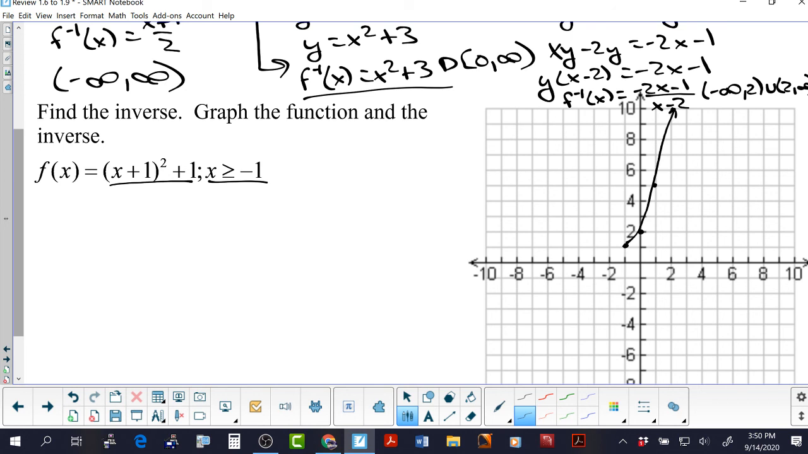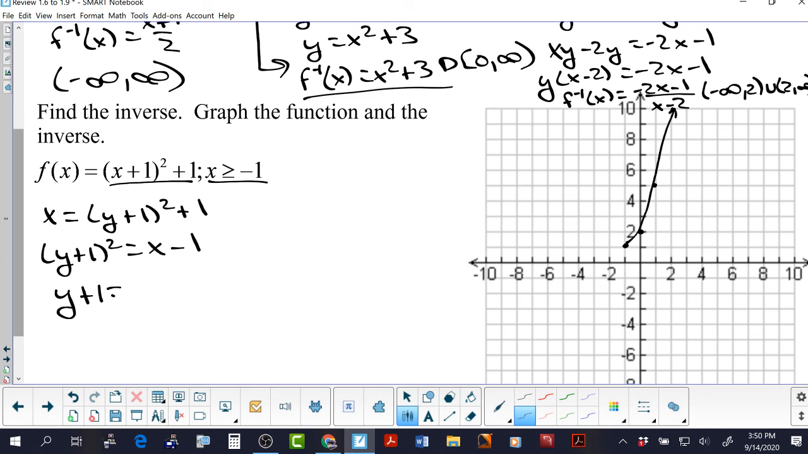Let's get the inverse here. So y plus 1 squared equals x minus 1. Now when we take the square root, since we have the positive half of the parabola on the original, we need the positive half of the parabola here on the inverse. So f inverse of x, instead of having plus or minus here, we just have the plus.